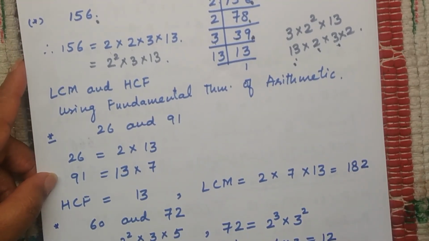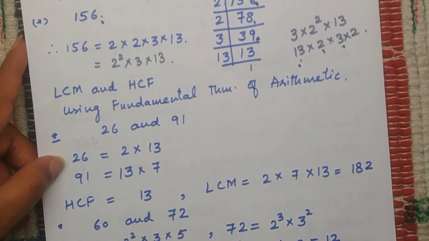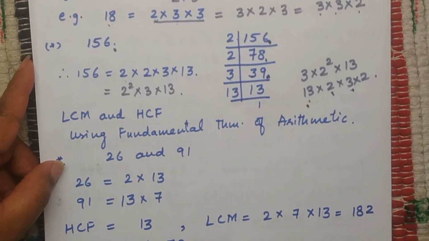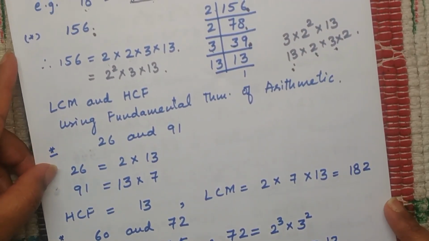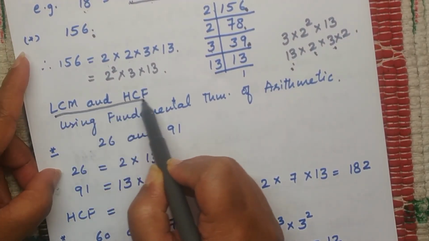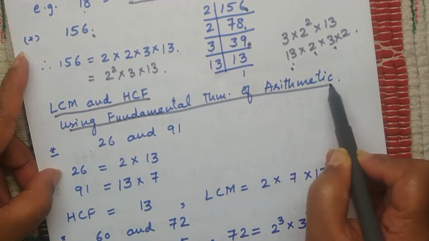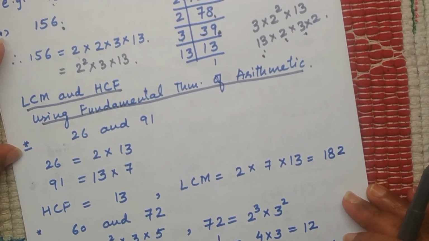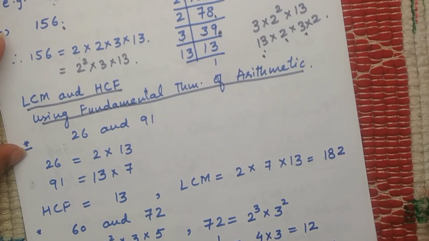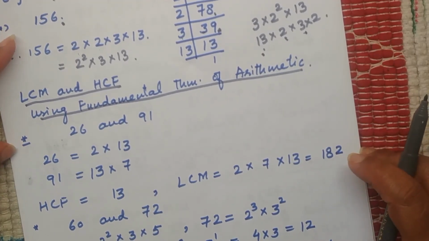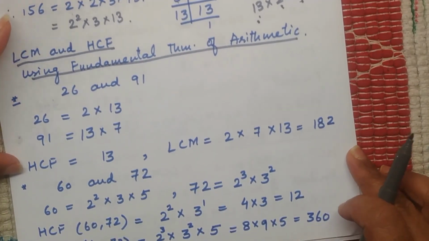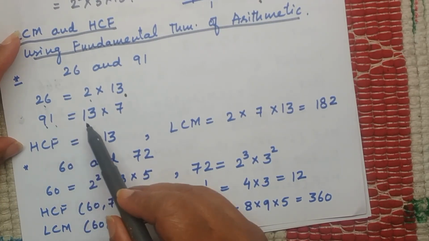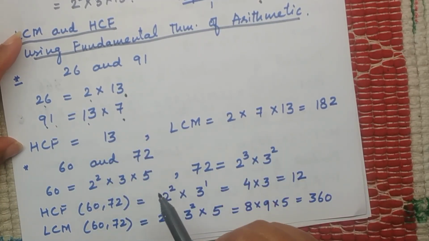Now what is the further application of this, LCM and HCF? What is the application of fundamental theorem of arithmetic? We can find LCM and HCF using this. So next is how to find LCM and HCF using fundamental theorem of arithmetic. You have learnt in your earlier classes to find LCM and HCF using prime factorization, and this is nothing but using fundamental theorem of arithmetic. Let us recapitulate it. 26 and 91, the prime factorization of 26 is 2 into 13. And prime factorization of 91 is 13 into 7 or 7 into 13, whatever you write.